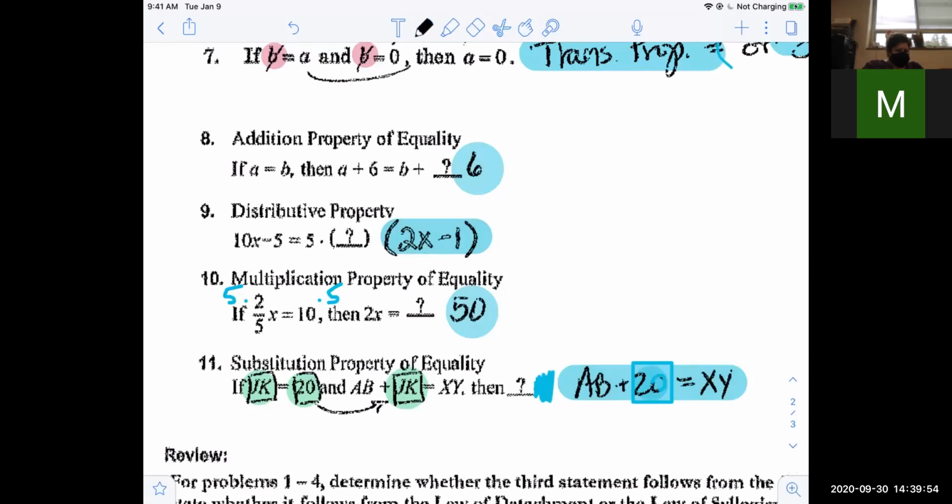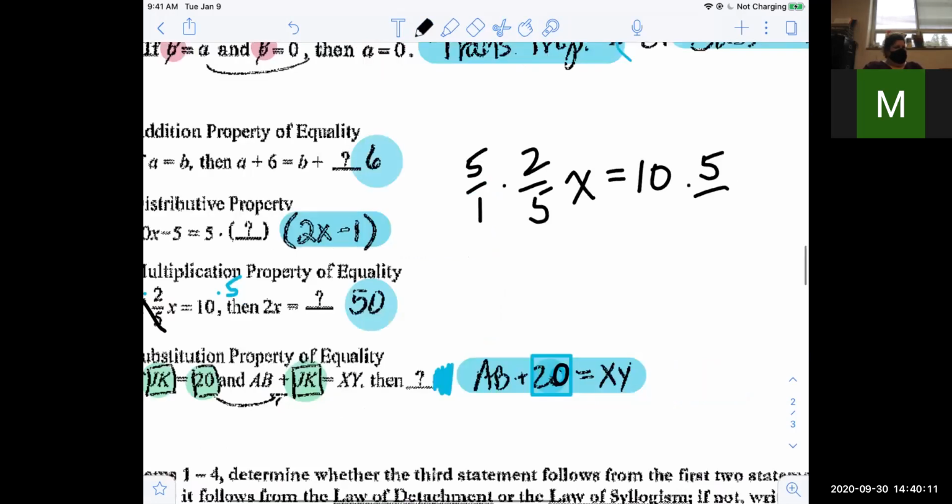Why is number 10 what? 50? Yeah, you multiplied by 5 on this side. To cancel it, like you're trying to cancel the denominator to solve the equation. So if you have 2/5 x equals 10 and you multiply by 5 over 1 on both sides, that'll make it 50. That'll cancel.